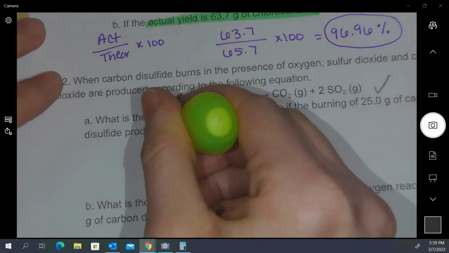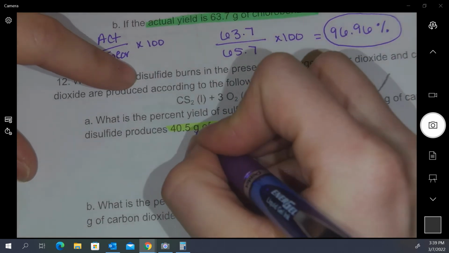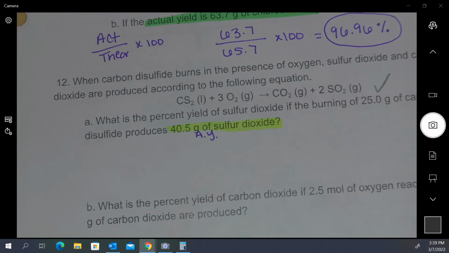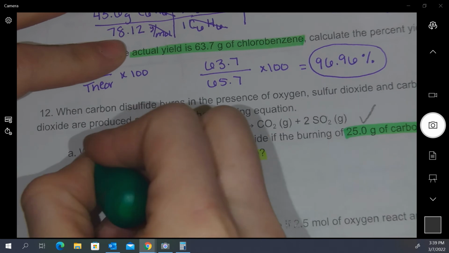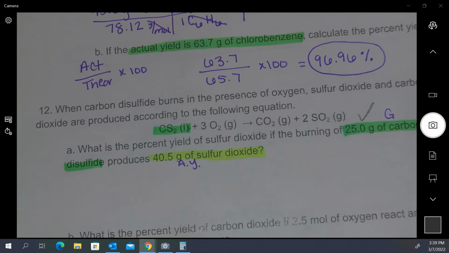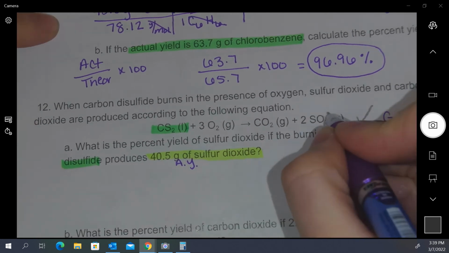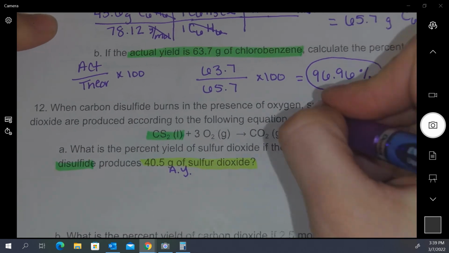So this 40.5 is going to be called what? My what yield? Theoretical, actual, or percent? Yeah, my actual yield. So this is my actual yield. And then 25 grams of carbon disulfide. That is going to be my given. Okay. So we have my given and we have our actual yield, which means sulfur dioxide, SO2, which is what my actual yield is. That is going to be my want.